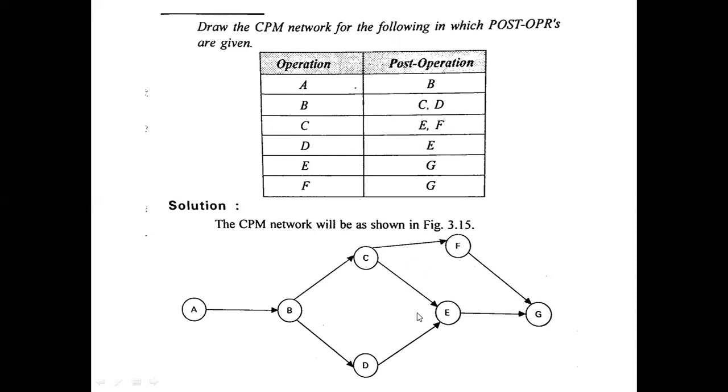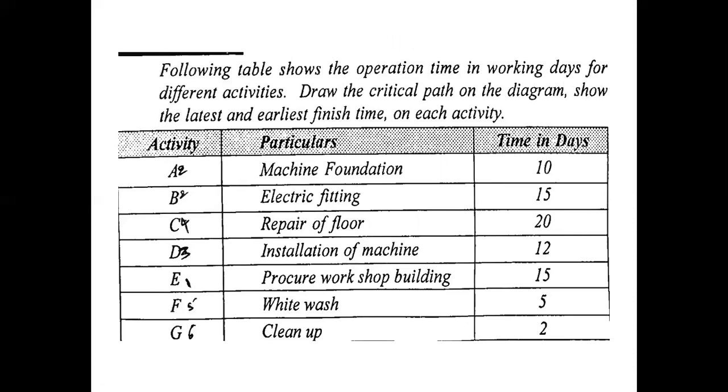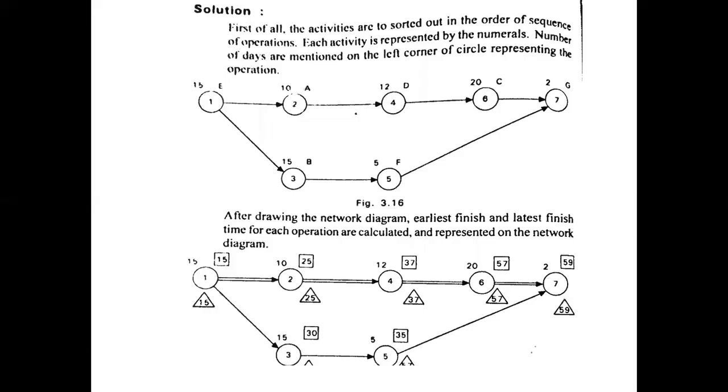In that case, we have to work with the three time estimates: optimistic time, most likely time, and pessimistic time. Based upon these three times, we have to find the expected time, and that expected time is treated as the duration of each and every activity. Then we follow the same sequence as in the critical path method. The only difference is that we find the expected time by using the three timings of each activity: optimistic time, most likely time, and pessimistic time.